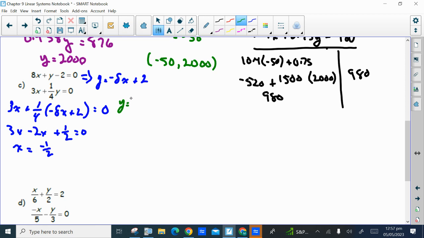So to find y, we'll take that value of x and put it into this equation that we wrote above here that has y by itself. -1/2 times -8 would be positive 4, plus 2 is 6. So again, if we write this in alphabetical order, x comma y, -1/2 comma 6 is our answer. And that's what we need to use for our check.